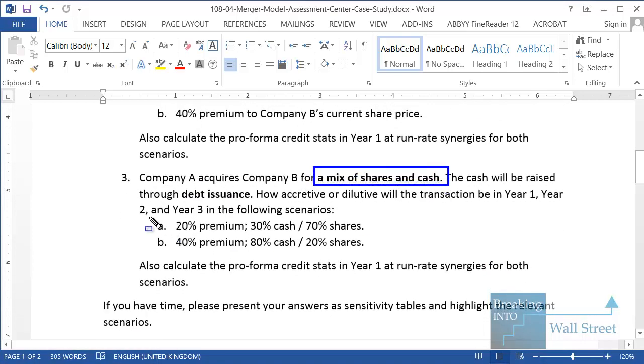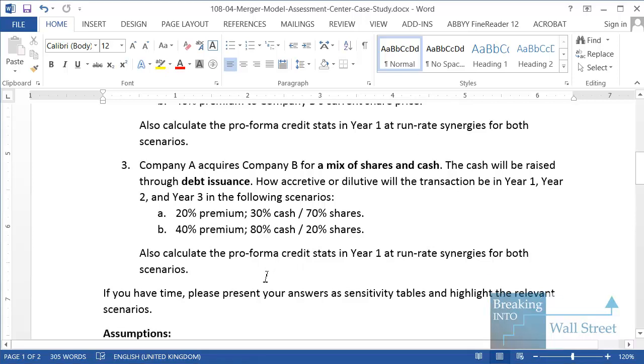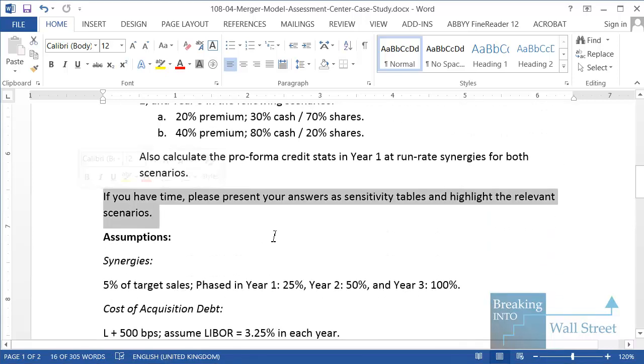So our task in this case study is to go through and look at what the accretion dilution numbers look like, depending on the premium that company A pays for company B, and then the method of purchase, whether it is cash or shares or a mix of both. Then we have this optional part at the bottom, where we can present our results in the form of sensitivity tables and highlight the relevant scenarios. Of course, that is optional, so we're not going to focus on it too much here.